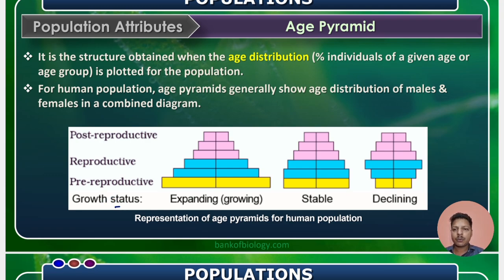It shows the growth status: expanding, that is growing, stable and declining. Here in the expanding age pyramid, what we see is that the number of pre-reproductive age individuals is more, as you can see, and the reproductive age is also more, and then the post-reproductive age declines like this. This is called an expanding age pyramid. In stable, the pre-reproductive and reproductive ages are equal; it is called a stable age pyramid of the human population. And in declining, here you can see the pre-reproductive age is very low, and the reproductive age is also comparatively low, and the post-reproductive age is also comparatively low. This is called a declining age pyramid.